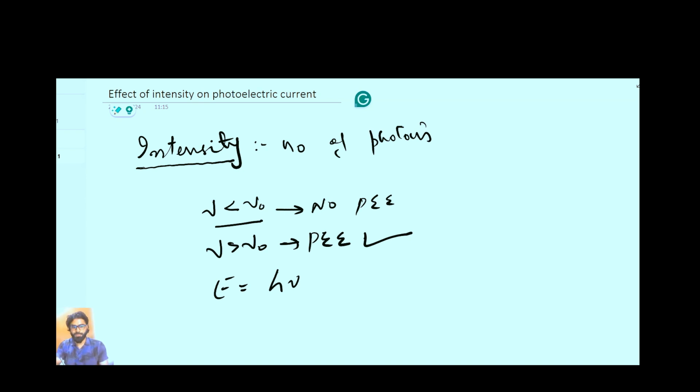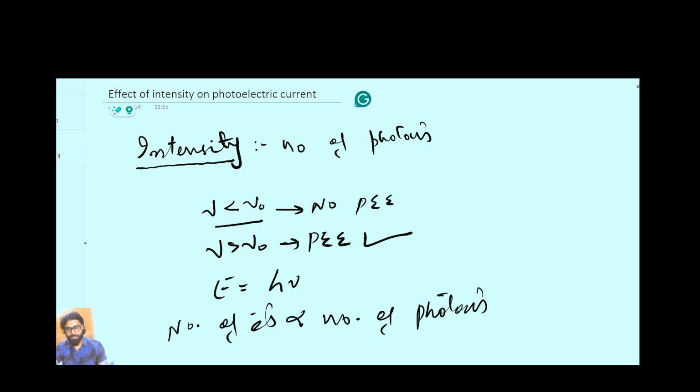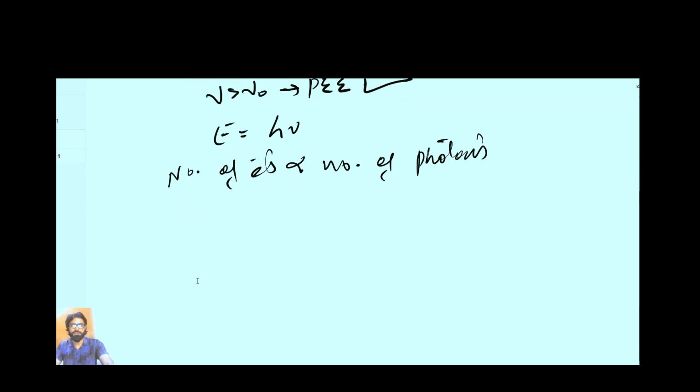So the number of electrons being emitted is directly proportional to the number of photons being bombarded on the material. So there is direct proportionality between these two parameters: the number of electrons being emitted from the surface of the material is directly proportional to the number of photons, or intensity, of the light radiation.